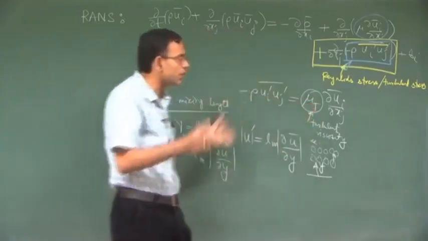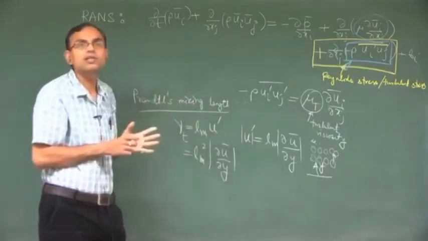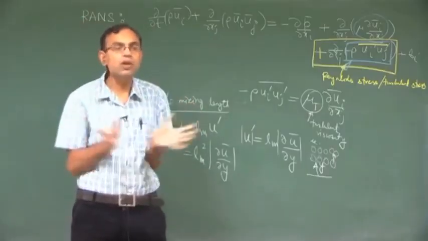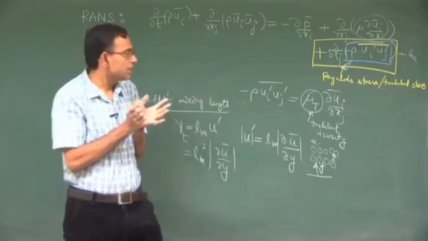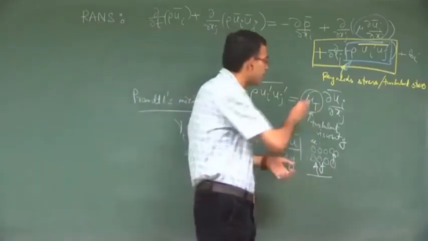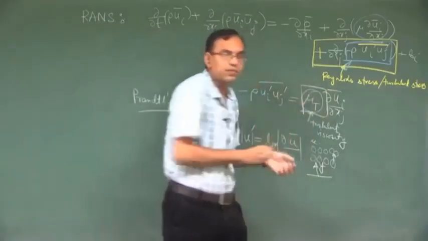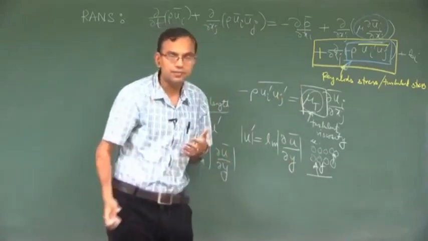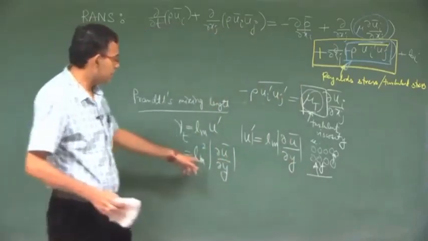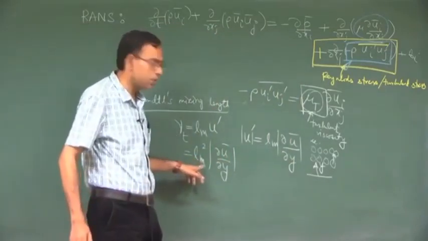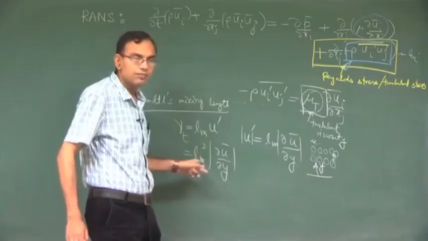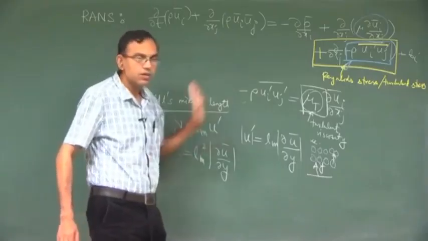So, there are various models. This is not a course on turbulence modeling, but I am trying to give you the philosophy. The philosophy is that you have to somehow close this, you have to somehow get an expression for this in terms of other parameters. Okay. So, this is a single parameter. So, now you have only one parameter using which you can close this system.